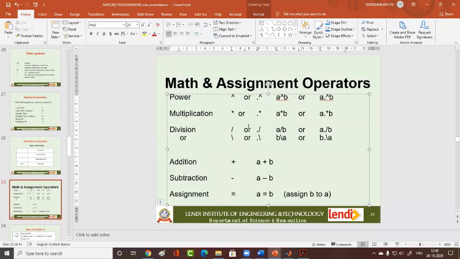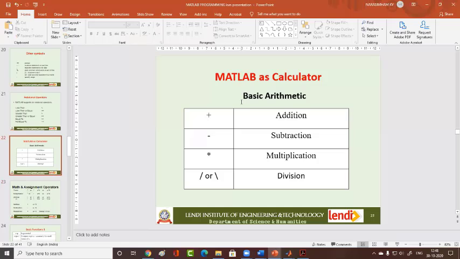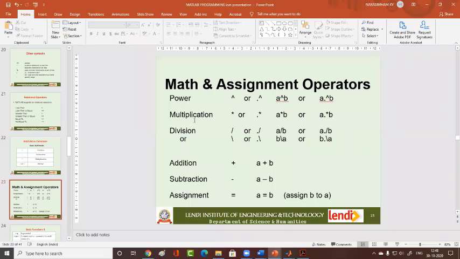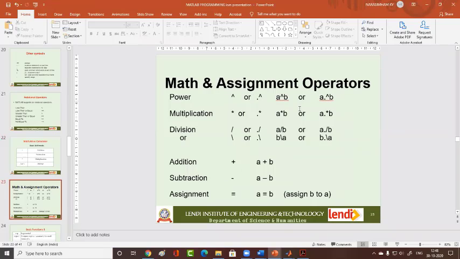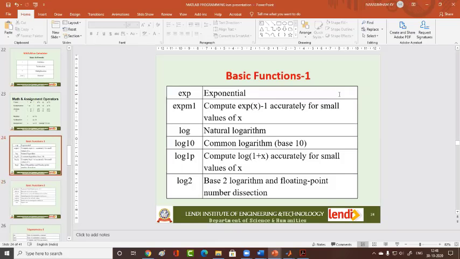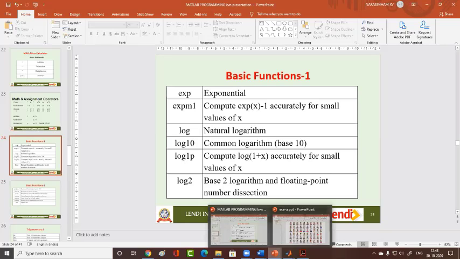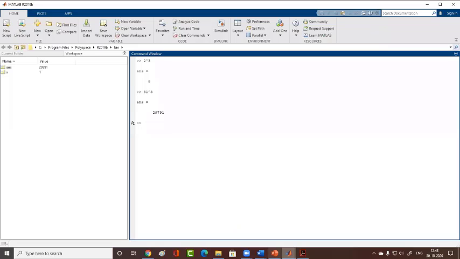So already we discussed the important operators, arithmetical operators. What are the arithmetical operators? Addition, subtraction, multiplication, and also we have two types of divisions, left division and right division. Then power function. All these are arithmetical operators. Now coming to simple basic default functions in programming. Now tell me.